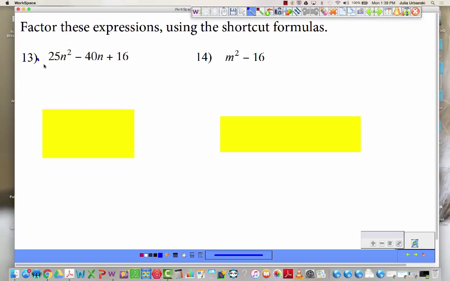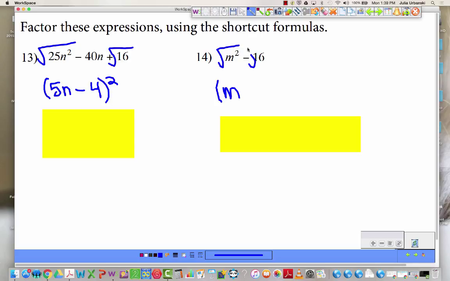Number 13, take the square root here, you get 5n. Take the square root here, you get 4. The middle number makes it negative. Since there is a middle number, I square it. For this one, take the square root, you get m. Take the square root of 16, you get 4. It is minus, but since the middle term is gone, that means one was positive and one was negative so that they could cancel out.